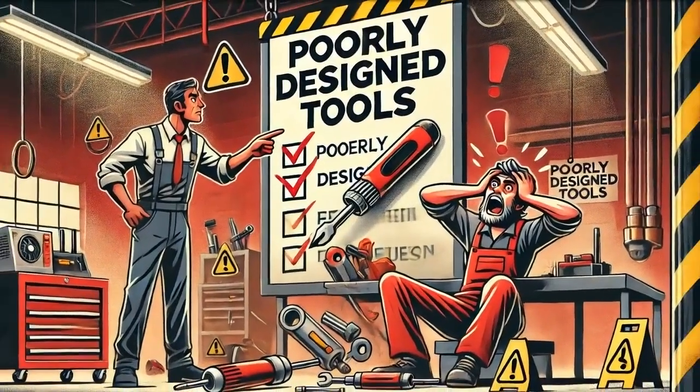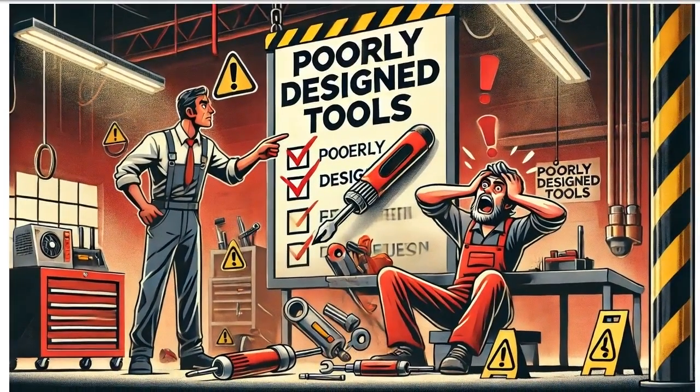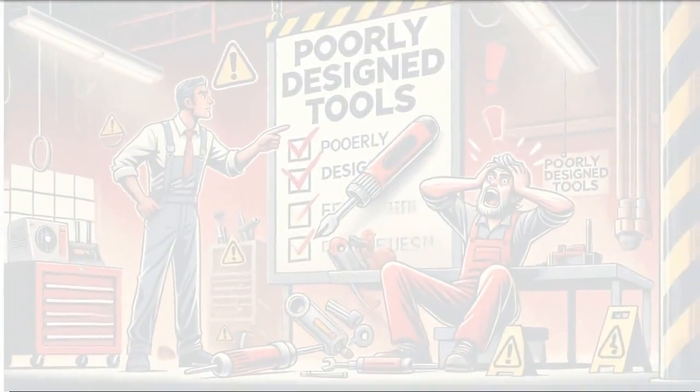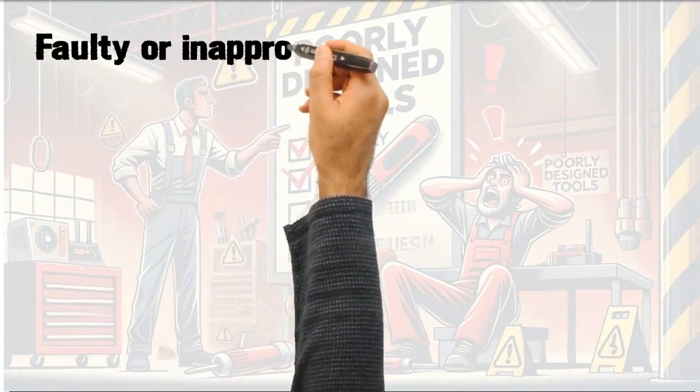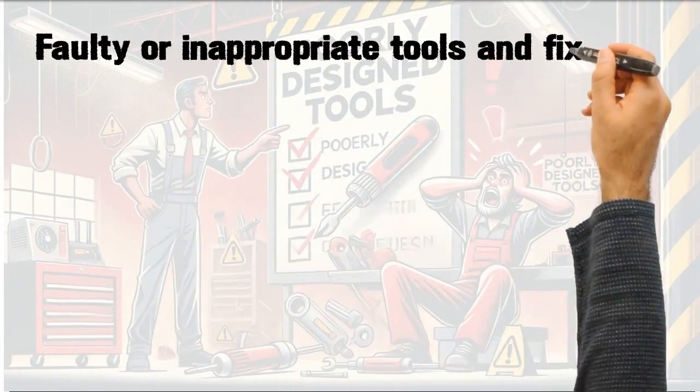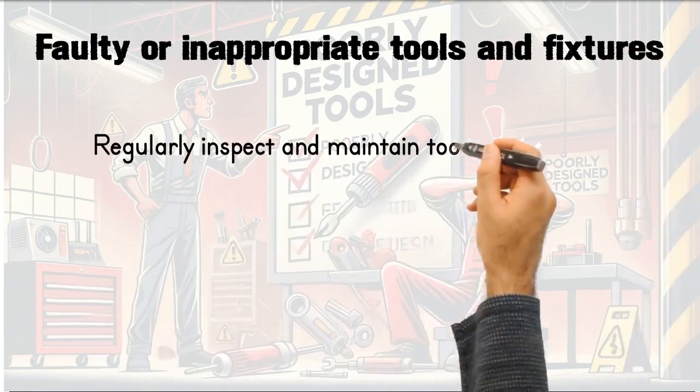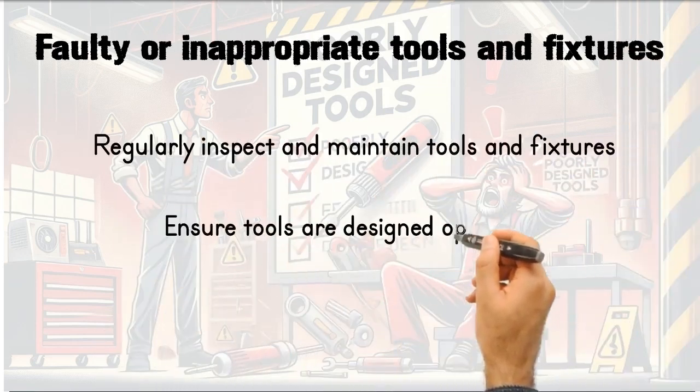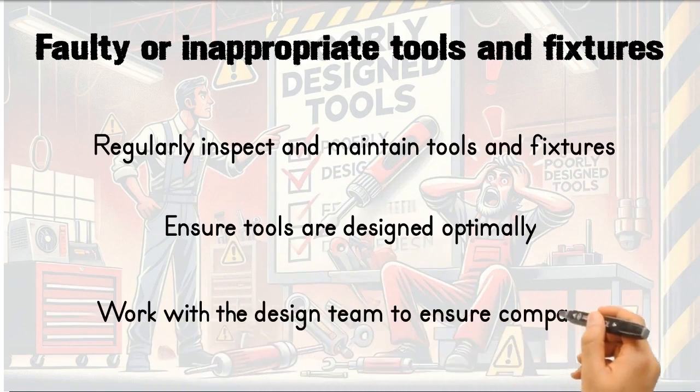Faulty or inappropriate tools and fixtures cause defects in parts, and here are some of the recommended best practice strategies to reduce this cause of scrap. Regularly inspect and maintain tools and fixtures. Ensure tools are designed for optimal part handling and accuracy. Work closely with the design team to ensure compatibility. Preventing defects from faulty tools and fixtures, the implementation guide will be explained next.